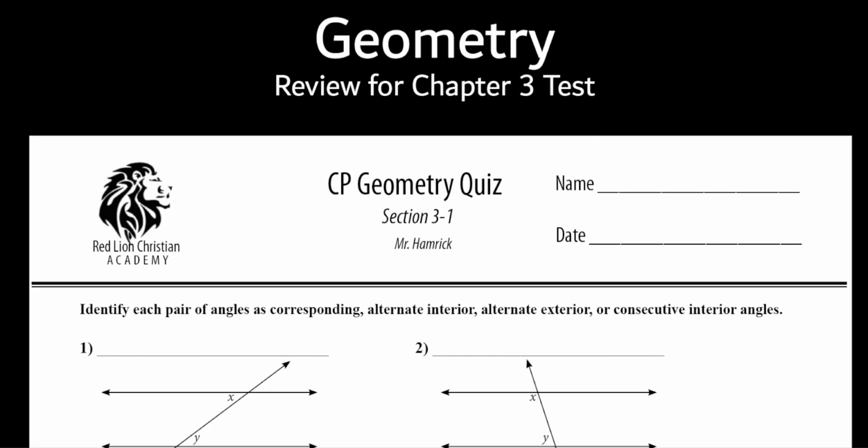Okay, let's do this. So we're reviewing for Chapter 3 tests. As I've already said, we already did 3.5. We're kind of going backwards a little bit. So we've already done 3.5. So we had 3 quizzes on this chapter. And this is the first one.